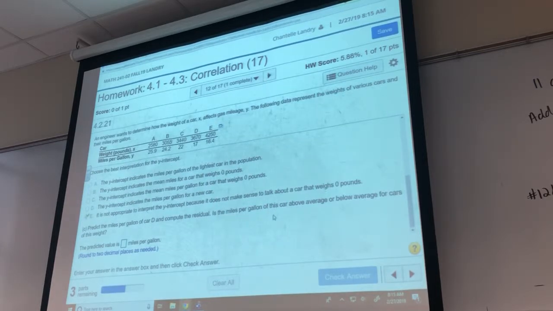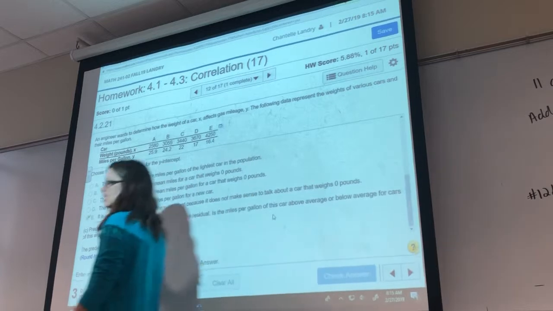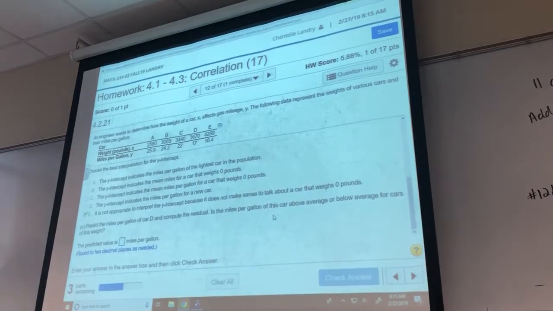Right, so part C, they're asking us to predict the miles per gallon. Whenever they ask us to predict, we're going to use the least squares regression line.